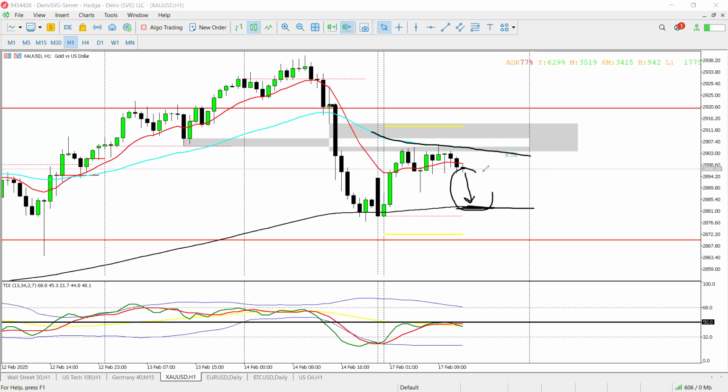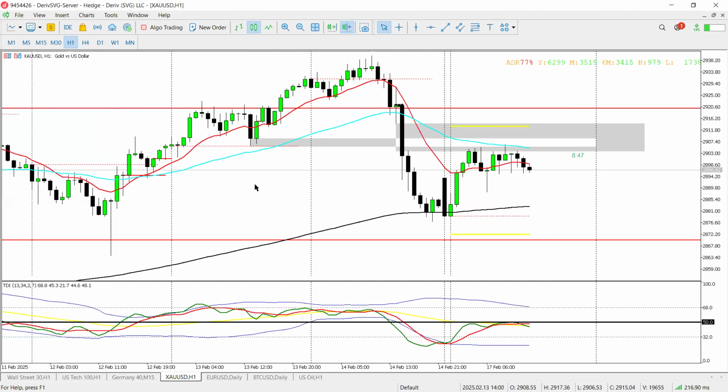So if I can get a scalp trade, I might just consider a quick scalp. But otherwise, it would be best maybe to wait for tomorrow, wait for the US holiday to pass. Then we can actually start to look for better setups.